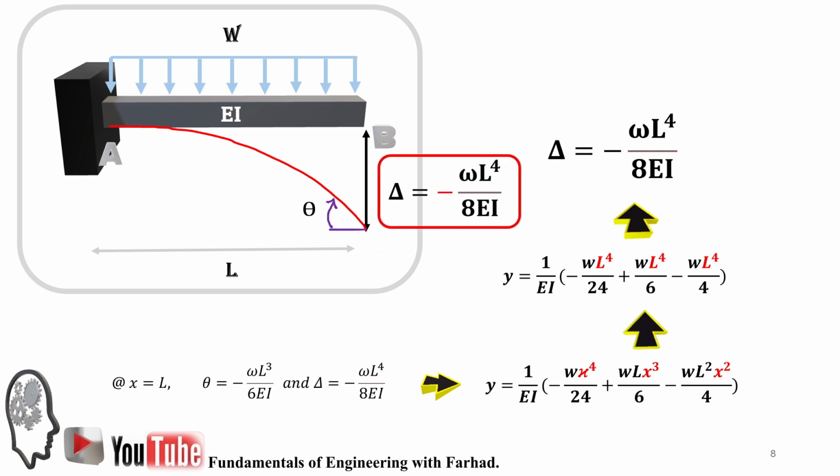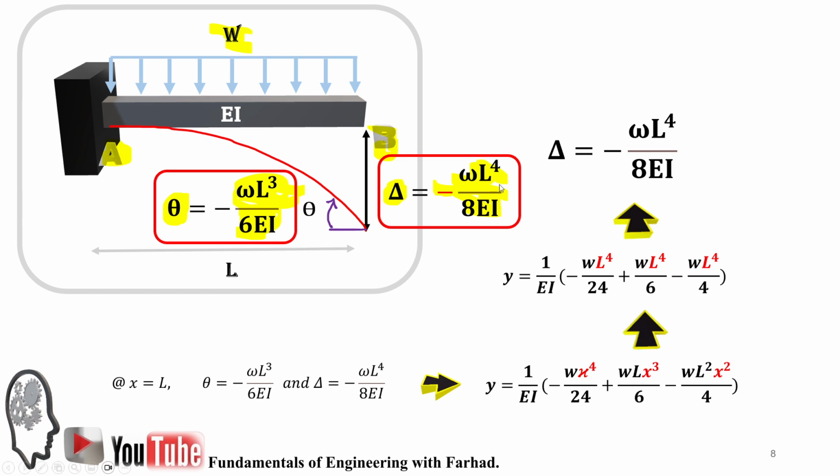So by the integration method, we calculated the theta and delta for a cantilever beam AB handling a distributed load of W: WL cubed over 6EI for theta, and WL to the fourth over 8EI for delta. Thank you. We'll solve this problem with solution 2, which is the moment area method, in the next video.